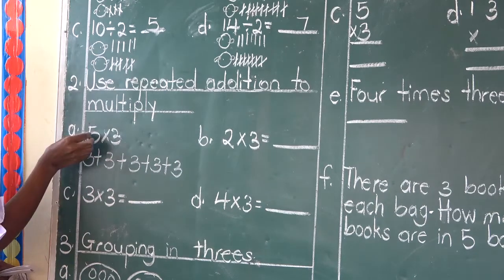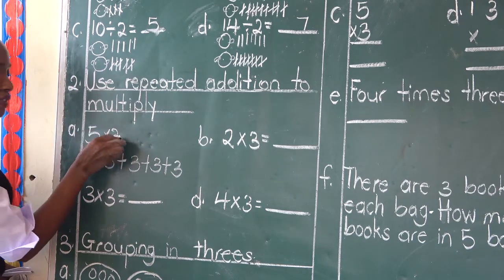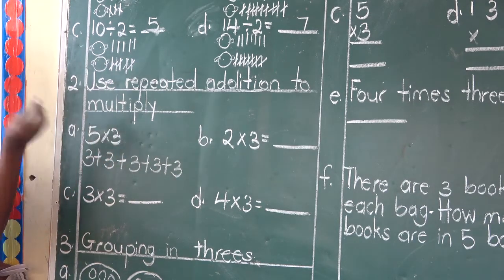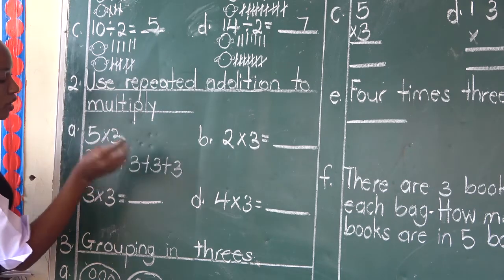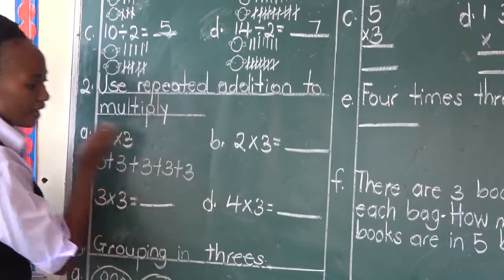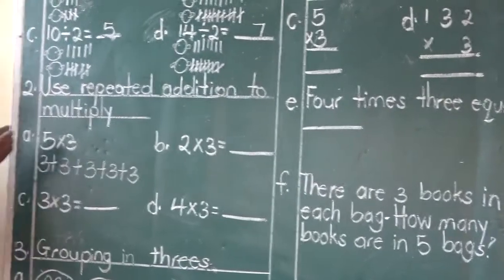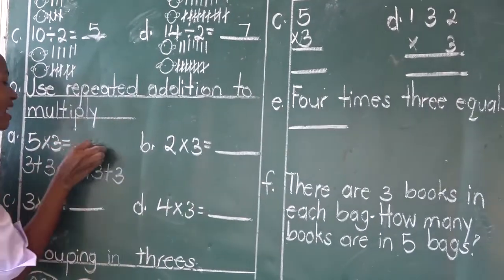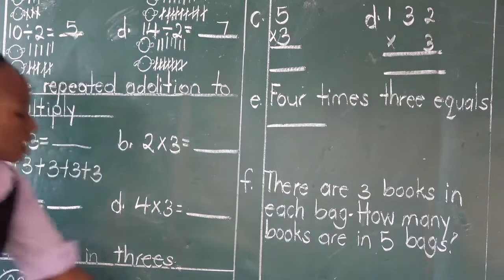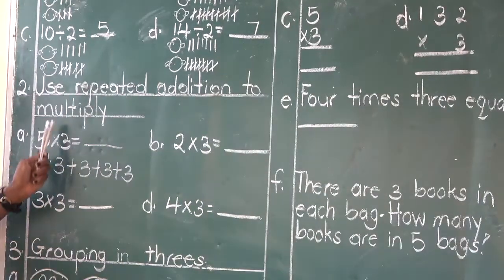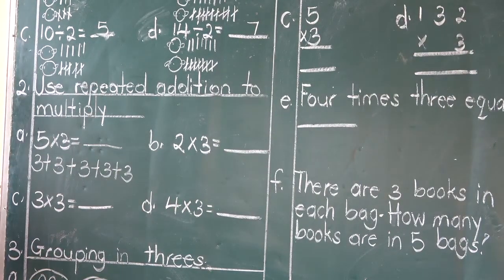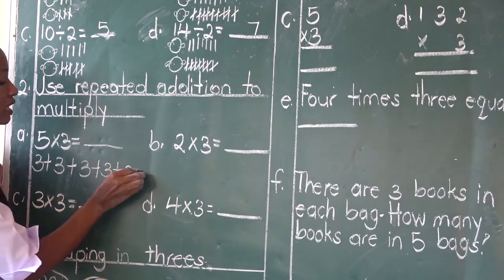Now these are 5 groups of 3. Let's count and show that they are 5: 1, 2, 3, 4, 5. Okay? But since here they had put a dash, they wanted you to work out this 5 times 3 using repeated addition.